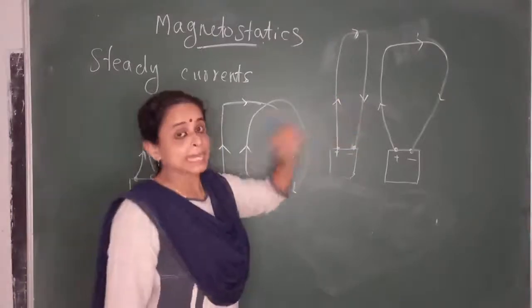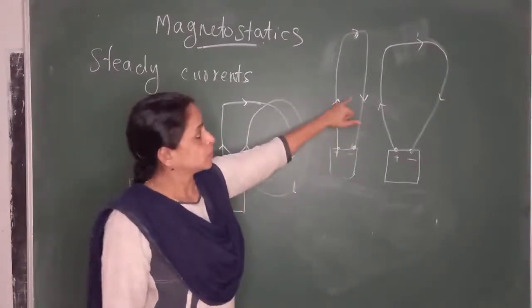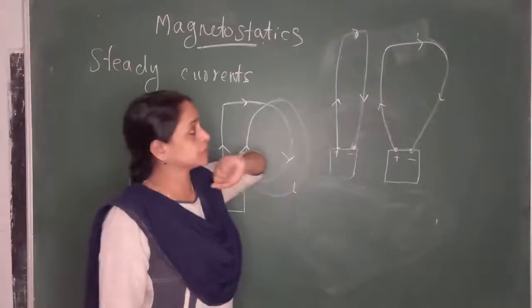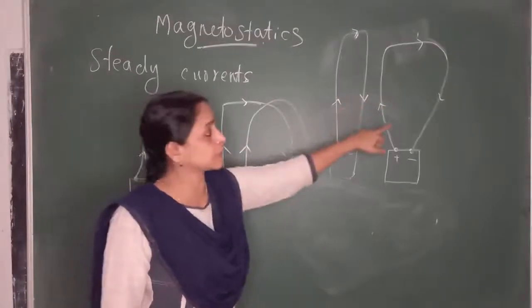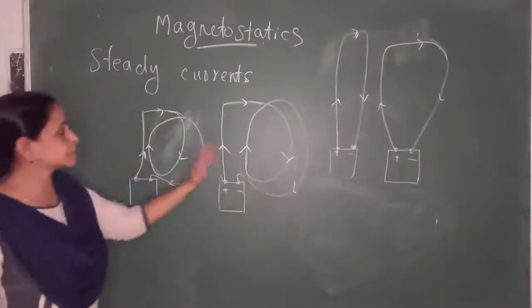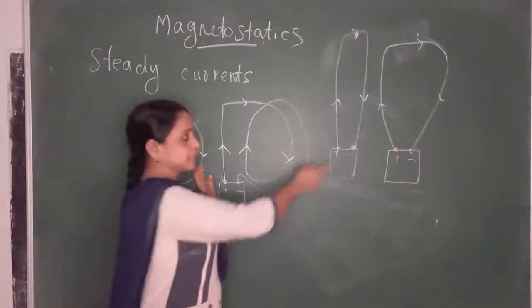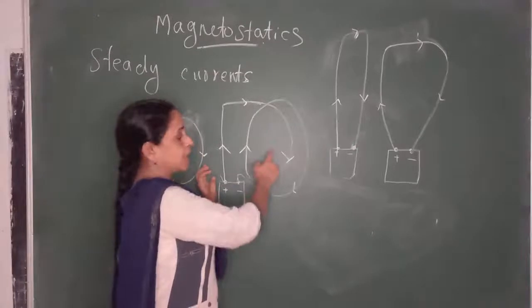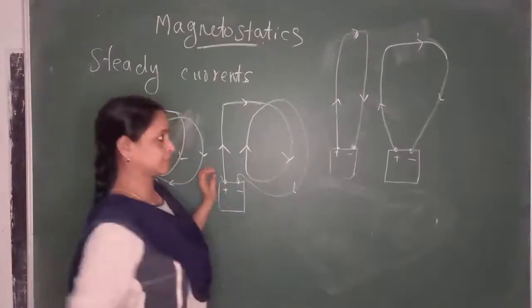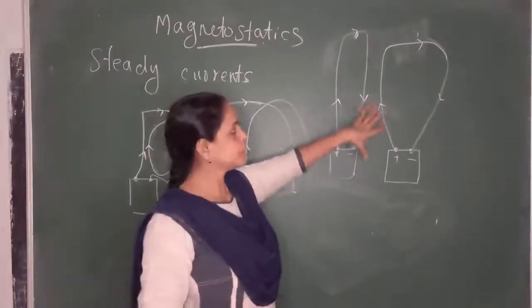So what is the direction of field? There may be a force of repulsion here, and here there may be a force of attraction. That is the difference. So how is the force here repulsive and how is the force here attractive? We can take this case.